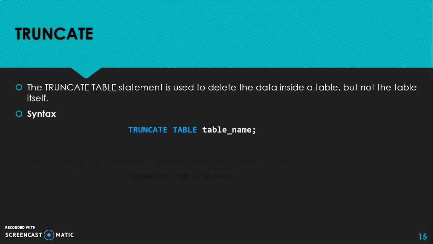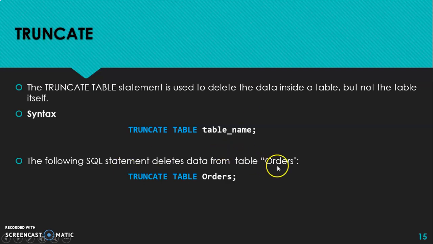Means the structure of the database table remains. For example, I am truncating a table named orders. So truncate table orders. Now when I check the orders table, I can view the table, but the only thing is that I cannot view the data inside that because I have truncated the table. Table is present in my database, but it does not have any values because of this statement, truncate.